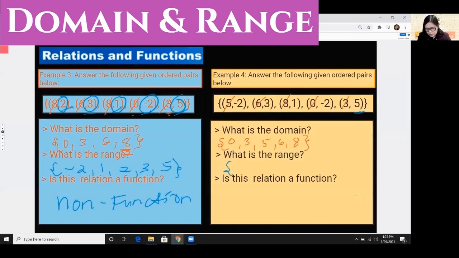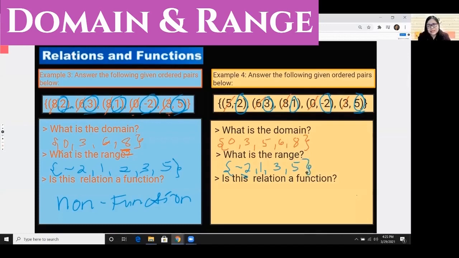For the range, let us encircle them. We have negative 2, positive 1, 3, negative 2, and 5. So we'll start with negative 2, though we use negative 2 twice. It doesn't affect whether the relation is a function or not, since it is under the range. Take note of that. After negative 2, we'll have positive 1. After positive 1 is 3, and then 5.